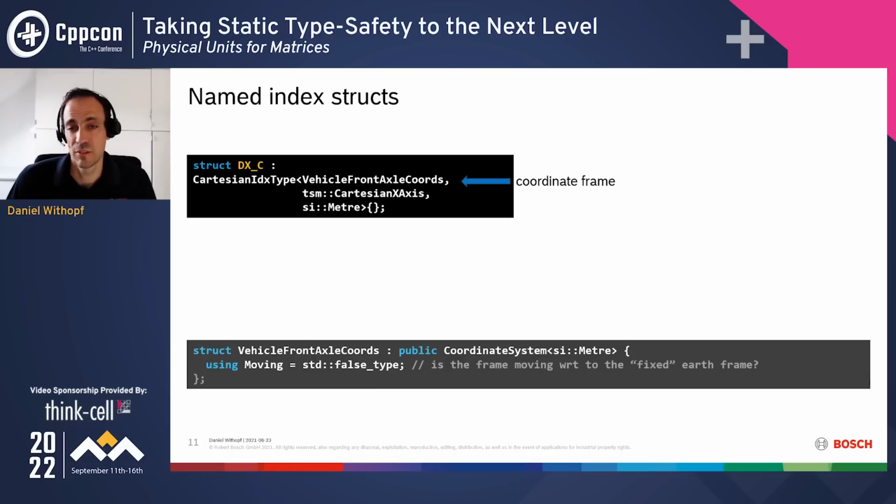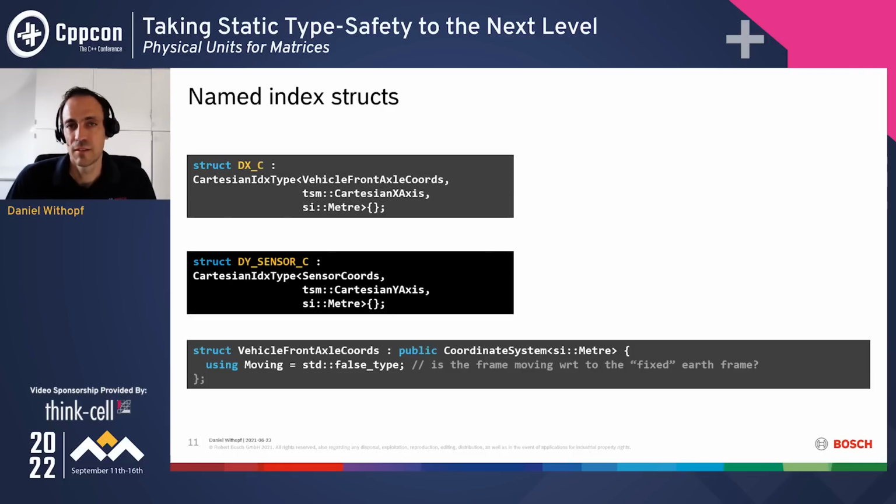First template argument is the coordinate frame in which this index lives. So in this example, it would be a vehicle front axle coordinate frame. If you're programming self-driving vehicles, then this would be the front axle frame of the ego vehicle, for example. Then we specify that this is the Cartesian x-axis in that frame. So this is the axis identifier. And last but not least, we specify that this index has a physical unit of meters.